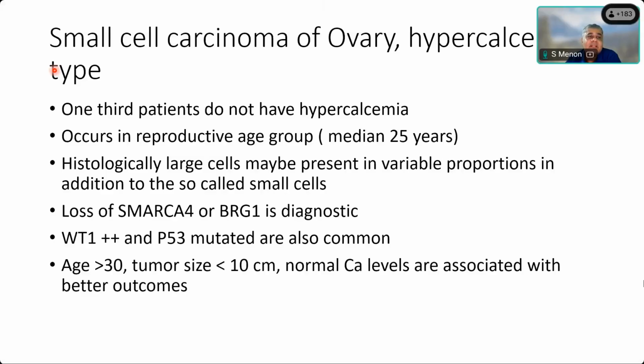Another important point is that one third of the patients do not have hypercalcemia. They occur in the reproductive age group. WT1 is generally positive in these tumors. P53 mutations are also common. So you may end up mistakenly calling them serous cancers also, although generally the tumor does not have a papillary or glandular kind of pattern.